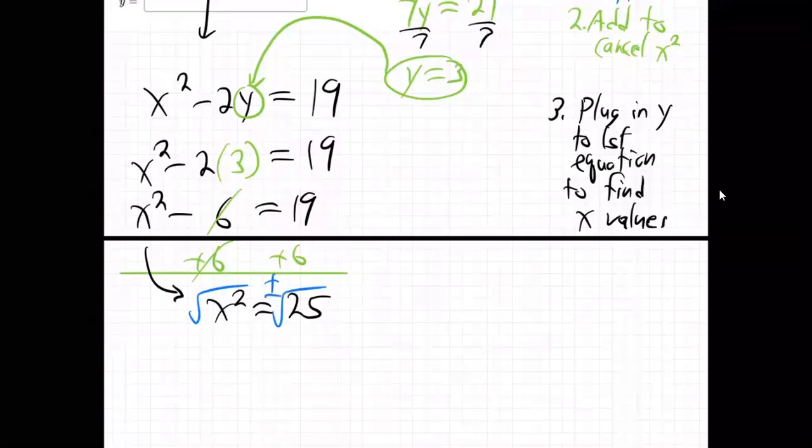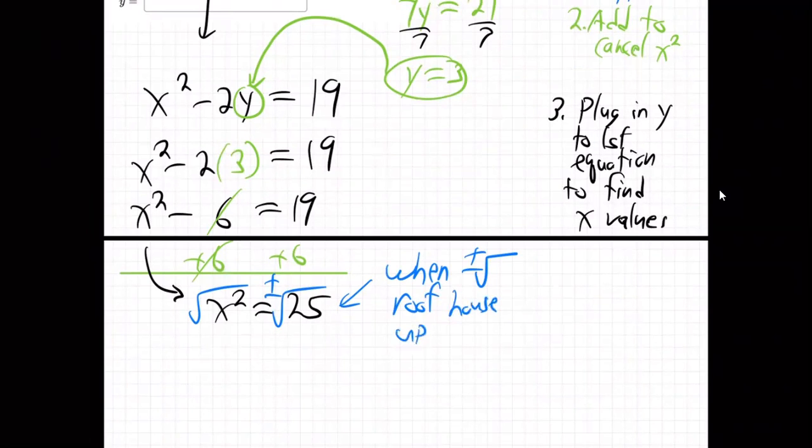plus or minus. Remember, whenever you put a roof on the house, up and down the ladder, roof on the house, up, down the ladder. It's my goofy saying to help you remember that when you put a square root on both sides of an equal sign of an equation, you've got to do plus or minus. You got to go up and down the ladder. So what do we get? x is plus or minus 5. Square root of 25 is 5.